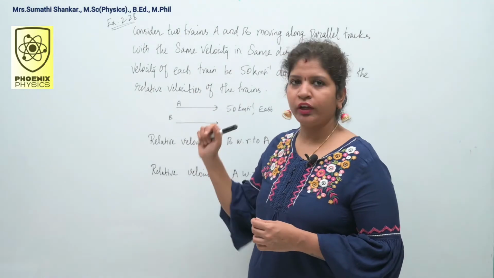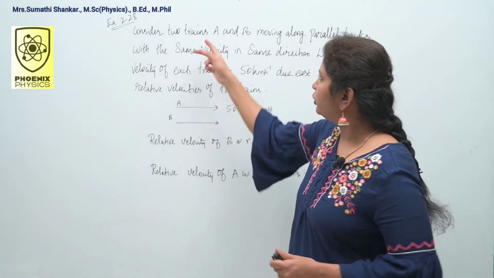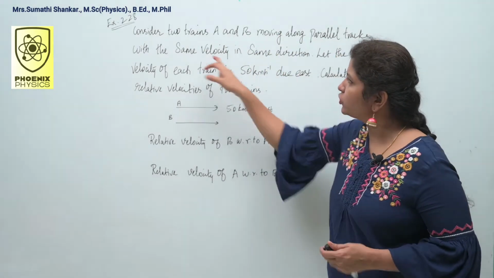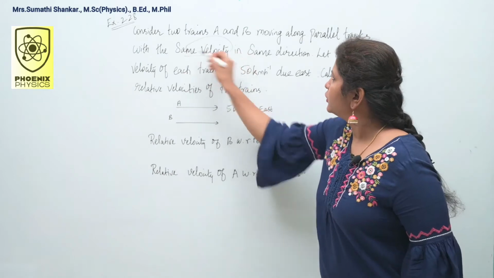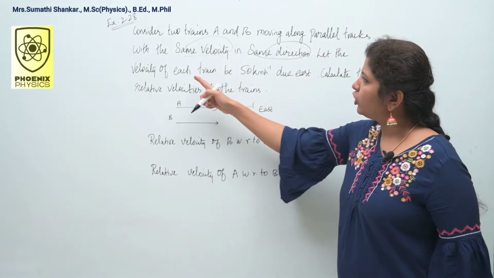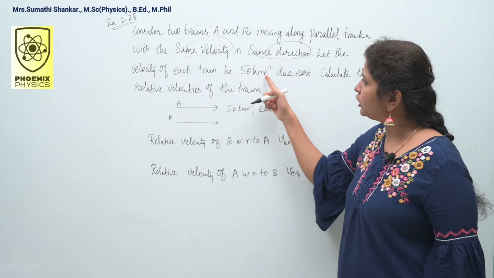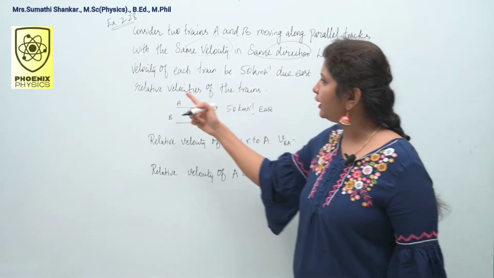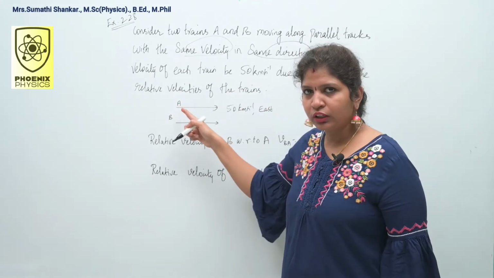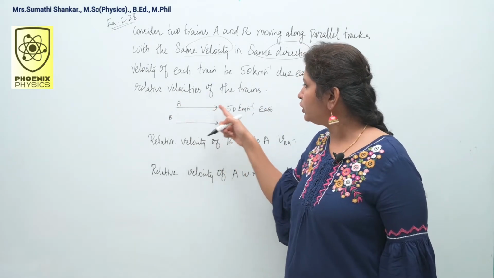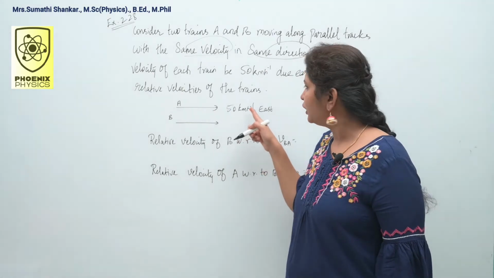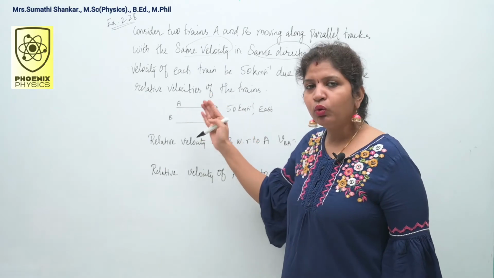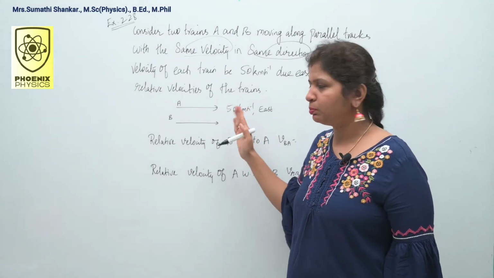Example 2.28. Consider two trains A and B moving along parallel tracks with the same velocity in the same direction. Let the velocity of each train be 50 km hour minus 1 due east. Calculate the relative velocity of the trains. Both the trains A and B move with the velocity 50 km per hour in the east direction. Here both the trains move in the same direction with the same speed.